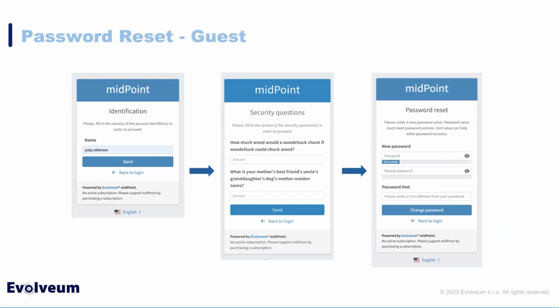So, for example, you can have one password reset flow for guests, which might consist of following steps. After requesting password reset, user is prompted to make an identification. In other words, in this case, they need to fill in their login name. After that, they are requested to answer the security questions. If the answers are correct, user is allowed to set new password.